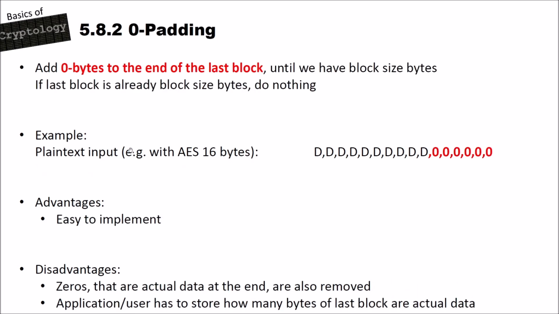Now let's have a look at the first real padding mode. The zero padding mode adds 0 bytes to the end of the last block until we have block size bytes. And if the last block is already of block size bytes, it does nothing. Here we have an example again. We have a plain text input, for instance, AES 16 bytes, and we have a non-complete block here. These Ds stand for data bytes, and with this padding, we add 0 bytes to the block at the end.